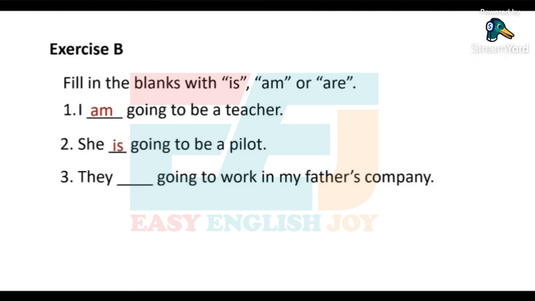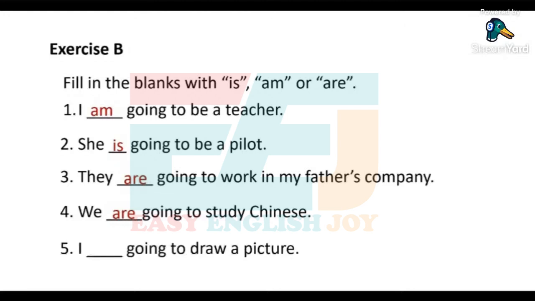Number 3, 5 seconds. Answer? Are. They are going to work in my father's company. Number 4, 5 seconds. We are going to study Chinese. And number 5, last item. Answer? I am going to draw a picture.